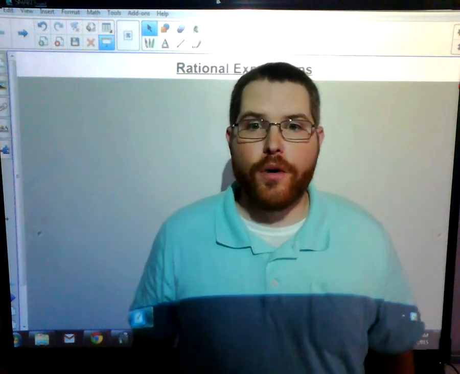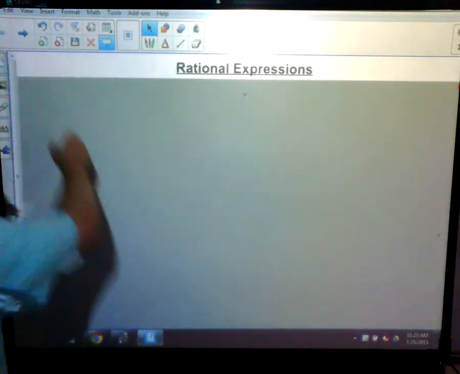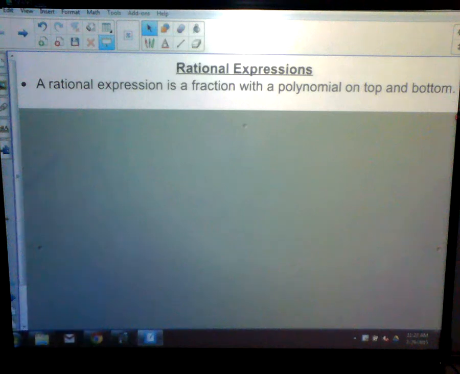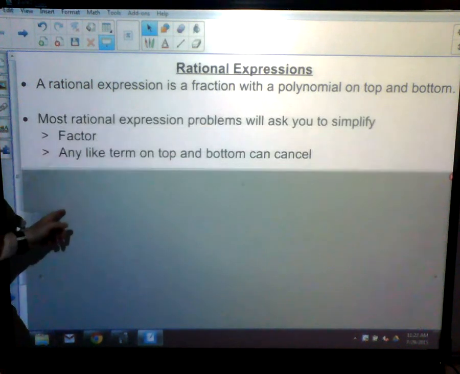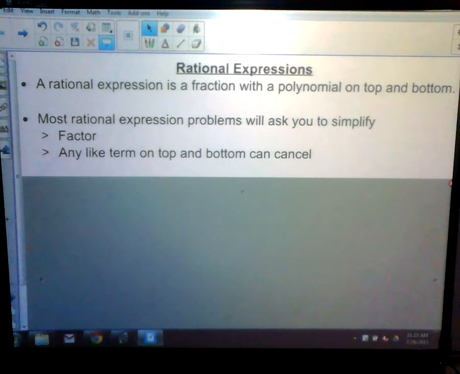So I guess we should talk about what a rational expression is. A rational expression is a fraction. It has a polynomial on top and a polynomial on bottom. Most rational expressions will probably ask you to simplify. That means factor it out and anything on top and bottom can cancel.